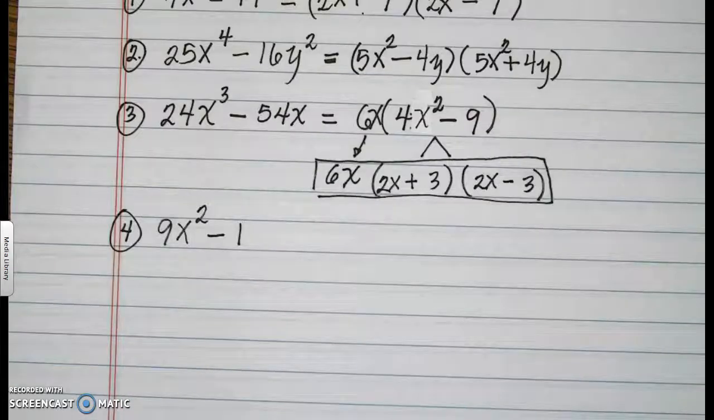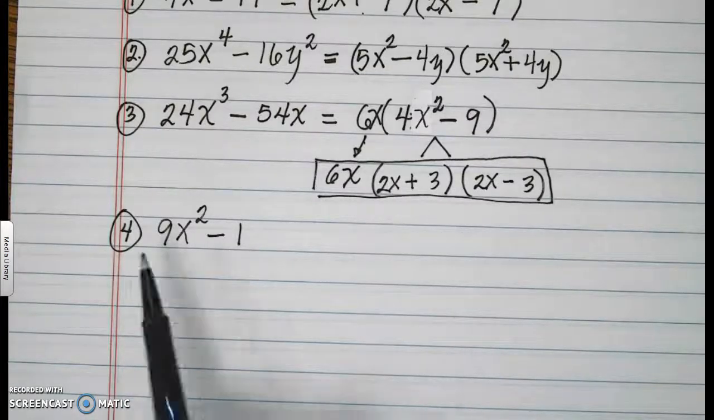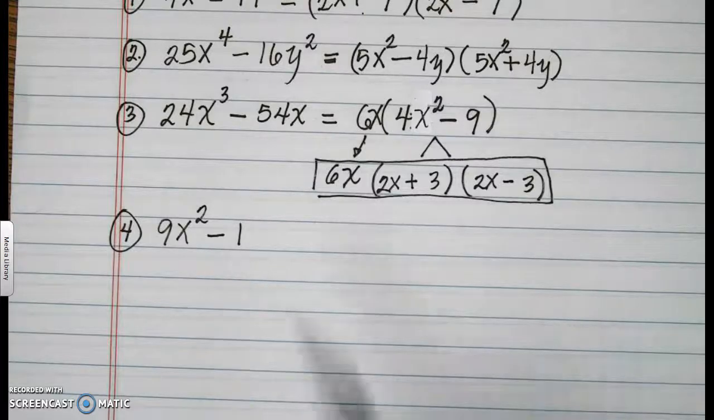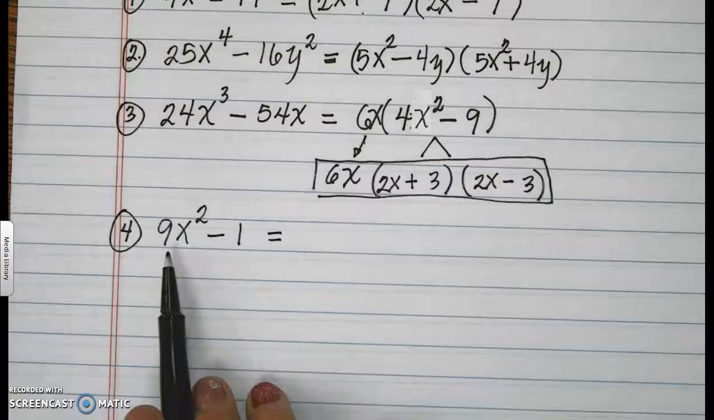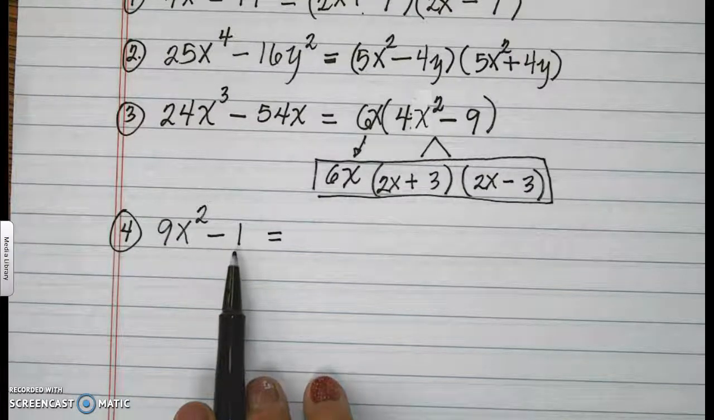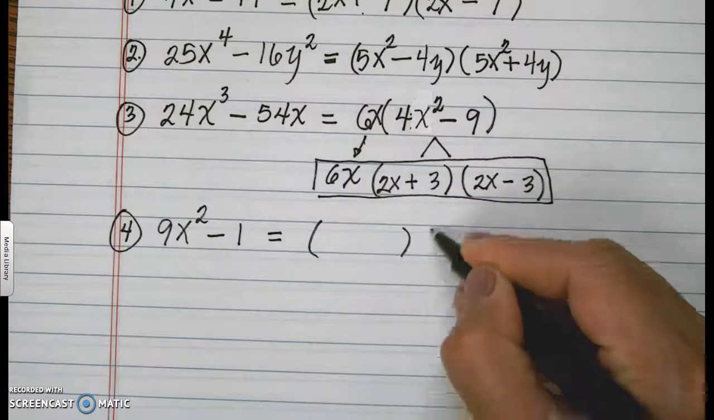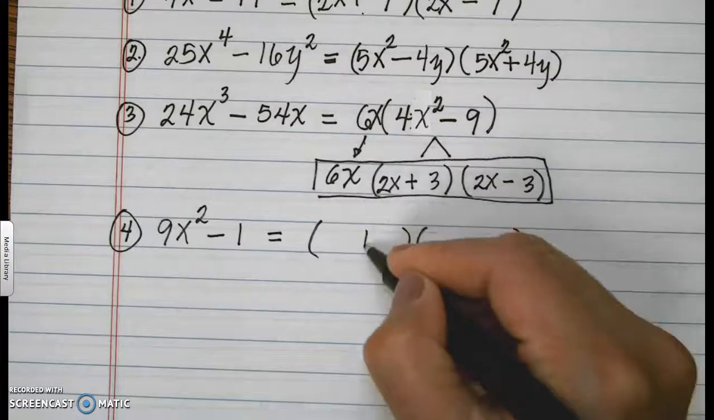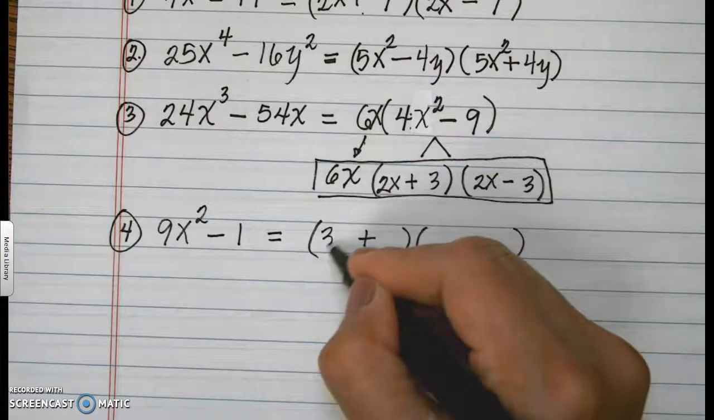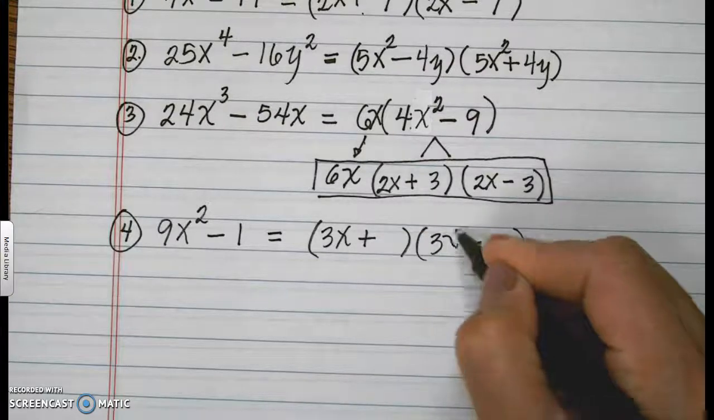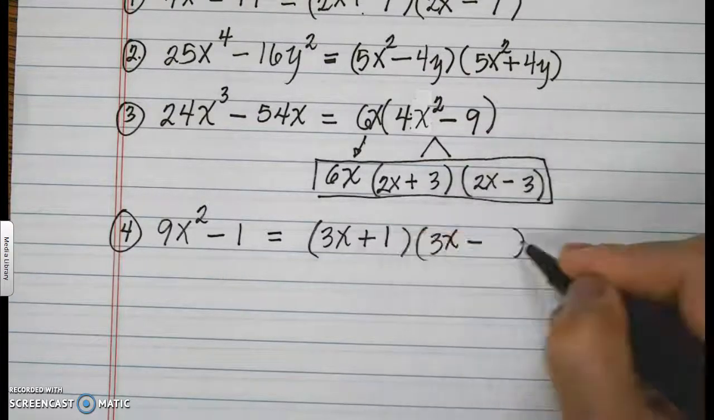Okay, example number 4 is 9x squared minus 1. This is a difference of two squares because that's a perfect square, and that, as you all know, is 1 times 1 is 1. So that has a square root of 1. So we can go ahead and do the plus and minus. And then the square root of 9x squared is 3x, so 3x on both sides. The square root of 1 is 1 and 1.